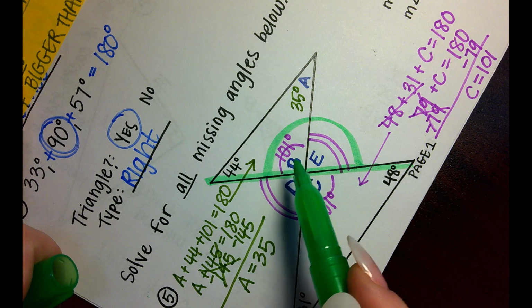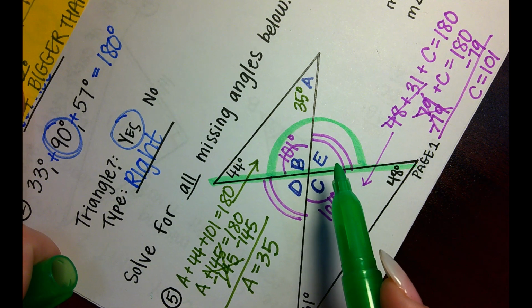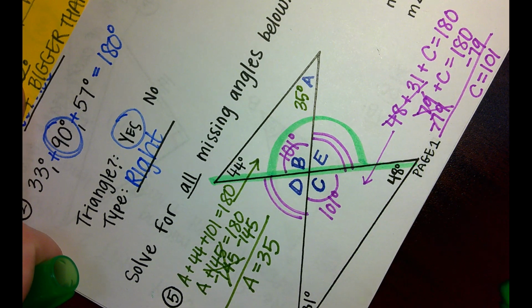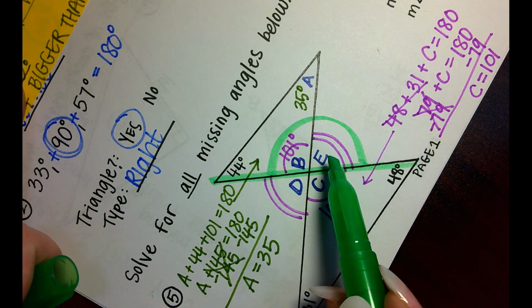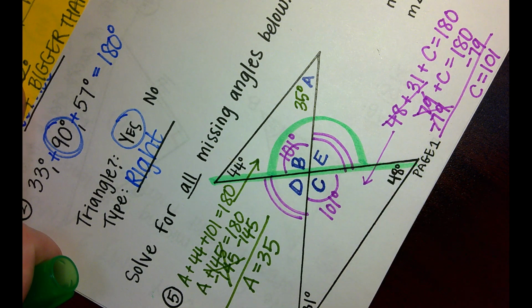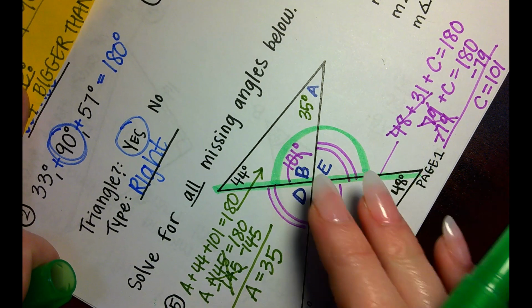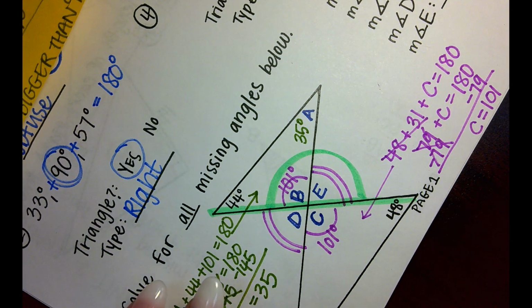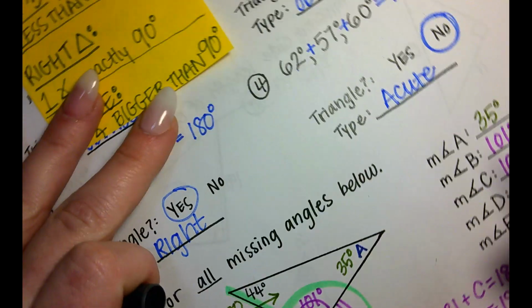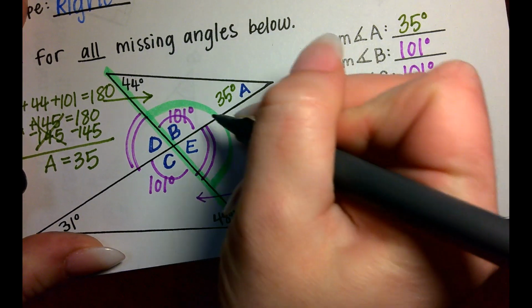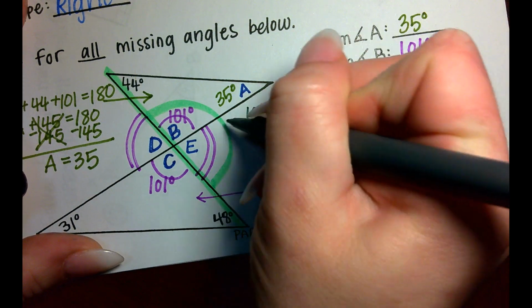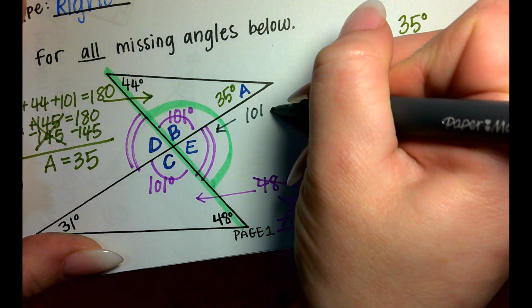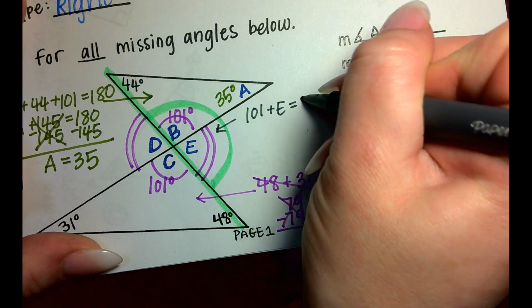Angle B plus angle E equals how many degrees? If you say 180, yes. So we can set up that equation as well. I know that B is 101, so 101 plus E equals 180.